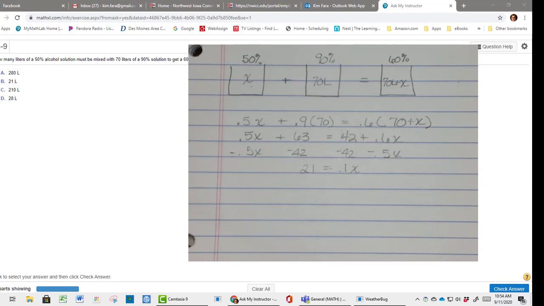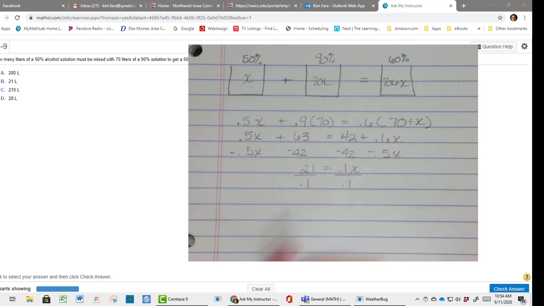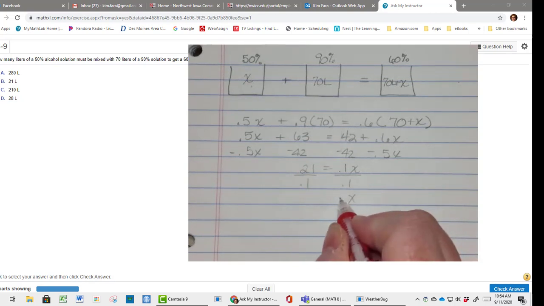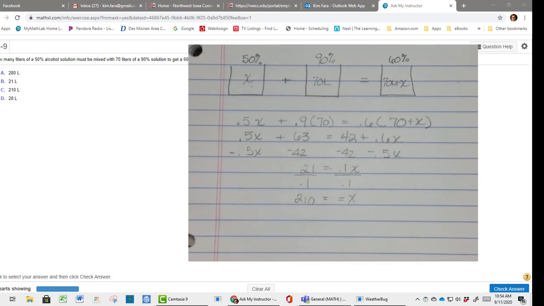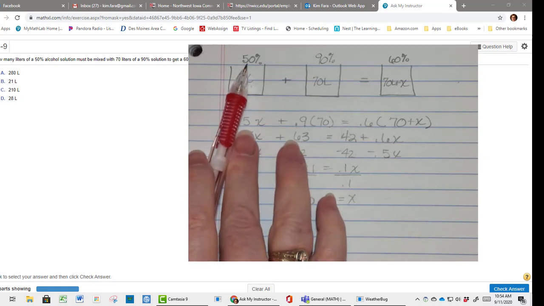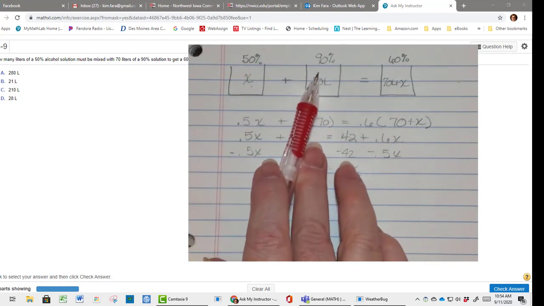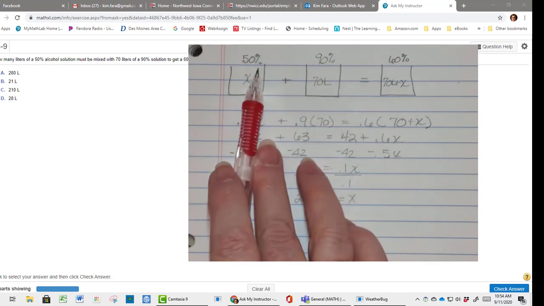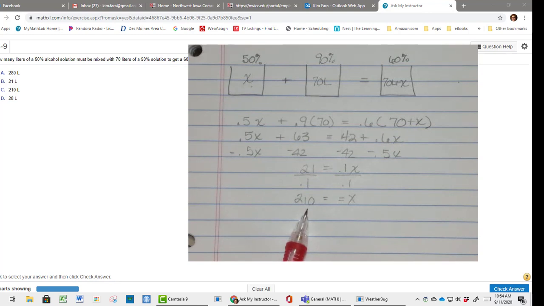Okay? And I'm going to divide everything by 0.1. And so I get x equals 210. Now, does that make sense? Well, we're starting with 90% here, and it's going to take a lot of 50% to bring that down. And so, yes, this makes sense. Let's put it into my math lab and see if that's correct.